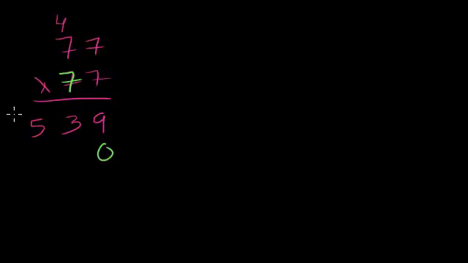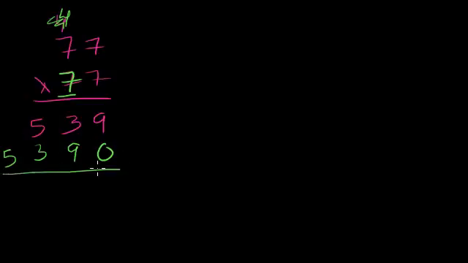Stick a 0 here. Now we're going to do this 7. 7 times, and let's get rid of this right there because that'll just mess us up. 7 times 7 is 49. Stick a 9 there. Put a 4 there. 7 times 7 is 49 plus 4, which is 53. So notice, when we multiplied 7 times 77, we got 539. When we multiplied 70 times 77, we got 5,390. It makes sense. They just differ by a 0, by a factor of 10.